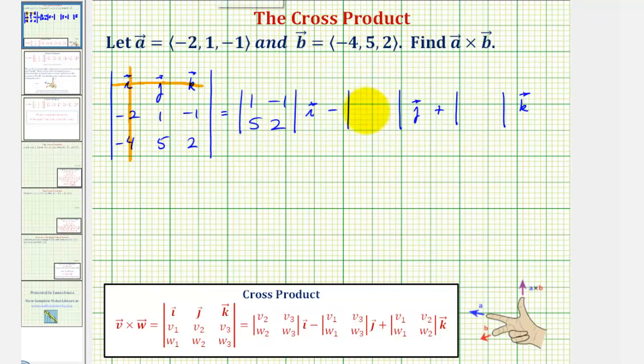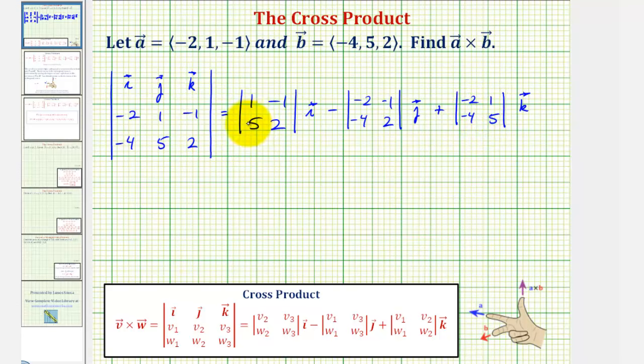And now for the next 2x2 determinant, we'll eliminate the row and column of vector j. So again, we eliminate row 1, but now we eliminate column 2. The remaining elements are -2, -1, -4, and 2. And then finally, for this third 2x2 determinant, we'll eliminate the row and column of vector k. So again, we eliminate row 1, but now we eliminate column 3. So the elements that remain are -2, 1, and -4, 5.